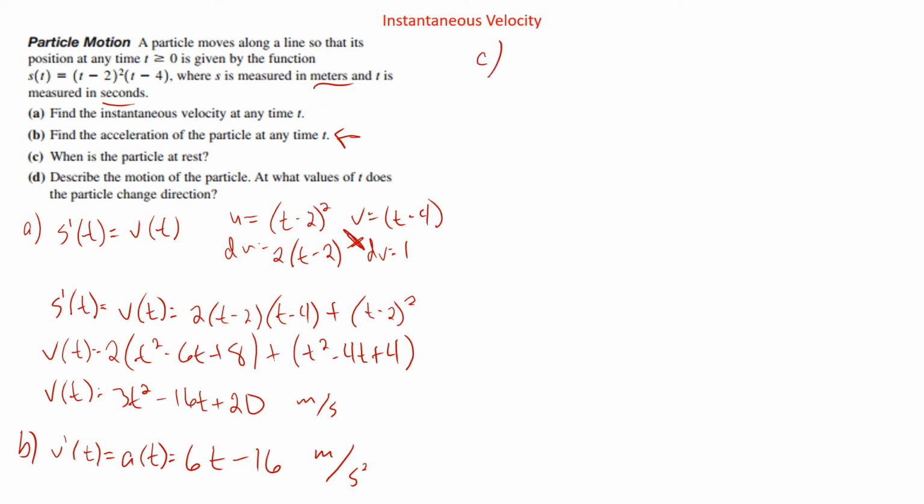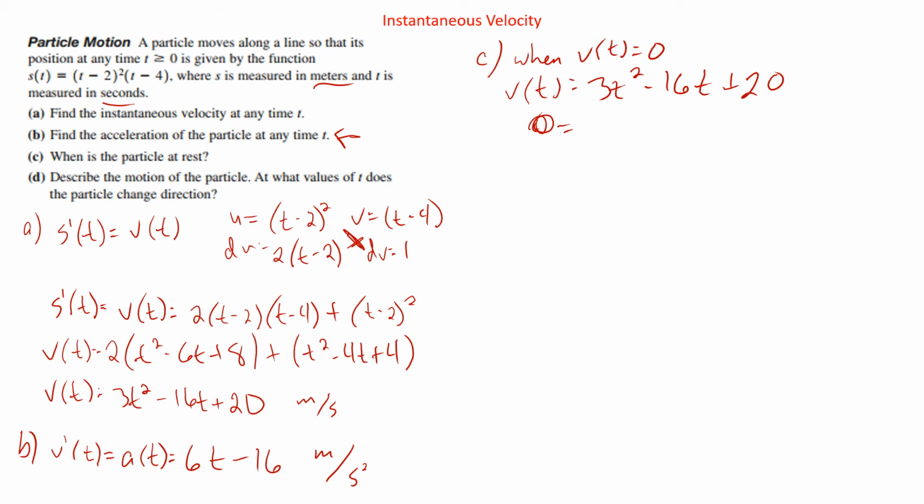So part C, when is the particle at rest? The particle is at rest when v of t equals 0. And it's only going to be at rest for a moment because it's changing directions from positive to negative or negative to positive. But we want to find when the velocity equals 0. These will give us the maximums or minimums of the position function. So when is that 0? We know that v of t was 3t squared minus 16t plus 20. Set that equal to 0.